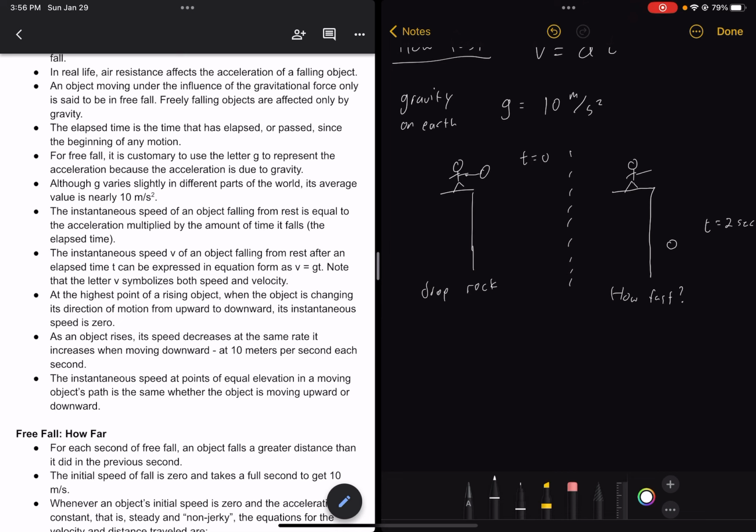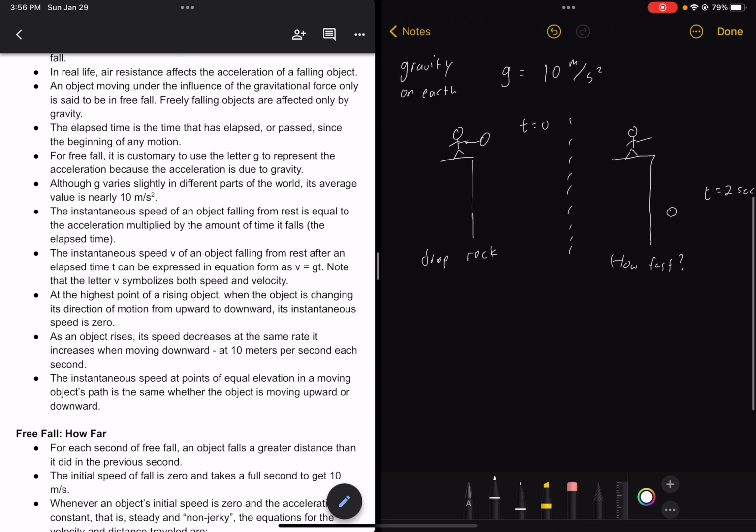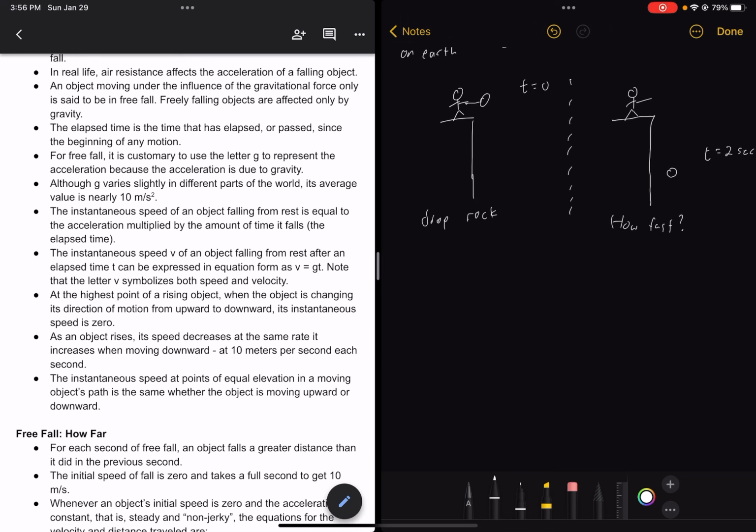Right when you drop it, the velocity of the rock is 0, because you're holding it in your hands, and at the instantaneous moment that you drop the rock, it's still at 0. But as it's falling, it's going to speed up, because that's how gravity works. And you can calculate how fast just by using the equation. So after 2 seconds of free fall.